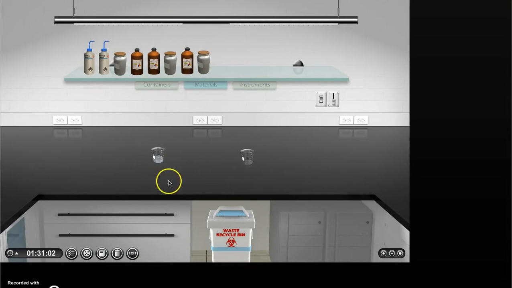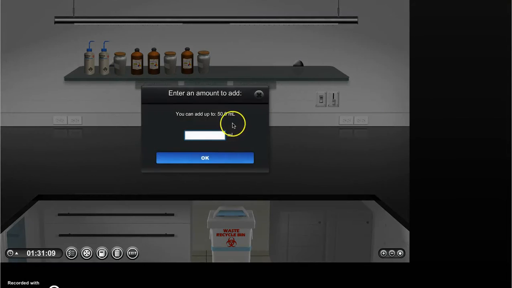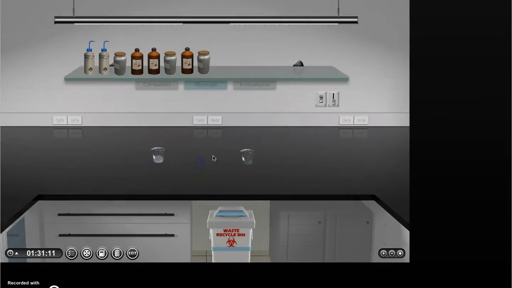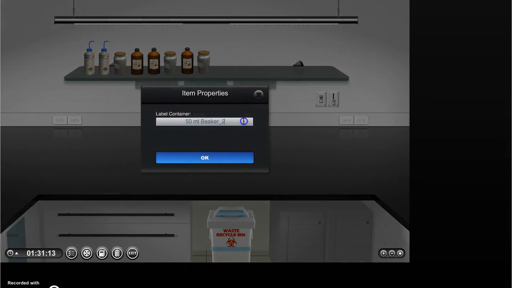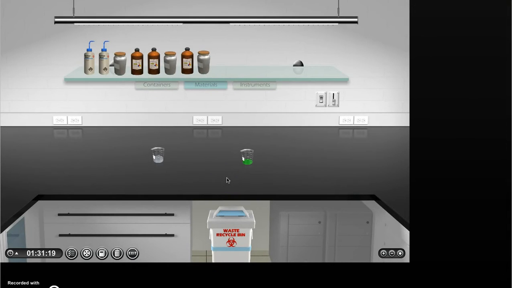Note that this solution is clear and has no distinct color. Now, we're going to add 6 milliliters of our 1 molar nickel chloride into the other beaker and rename it to Beaker 2 NiCl2, the chemical formula for nickel chloride. Interestingly, this solution has a green color.